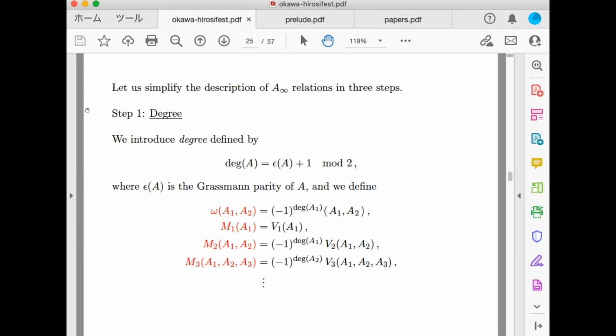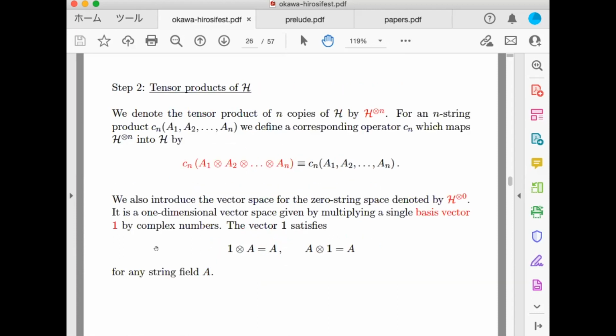Step 1 is to introduce degree. So we usually grade with respect to the Grassmann parity. Somehow we introduce a degree, which is shifted by 1 from Grassmann parity. Then instead of the star product, we use omega, which is now graded. Step 2 is to consider the tensor product of n copies of the string space, denoted by H to the n. Then we consider the map from H to the n to H. And technically, we also need the zero-string space, denoted by H to the 0. It is just a one-dimensional vector space.